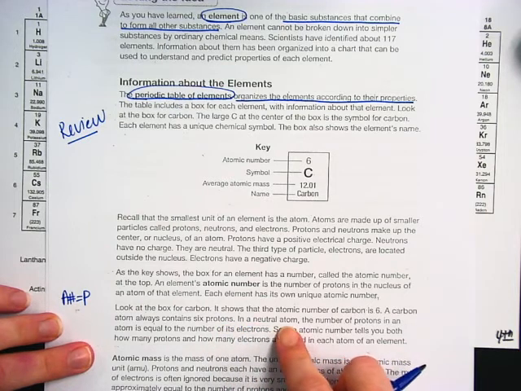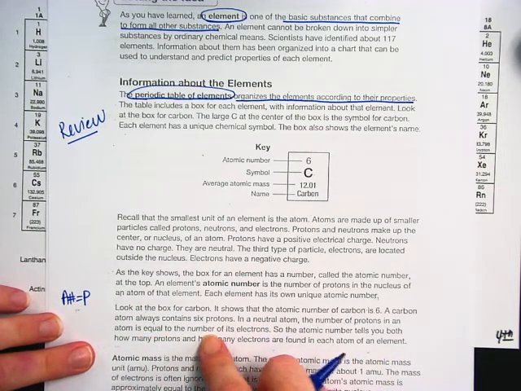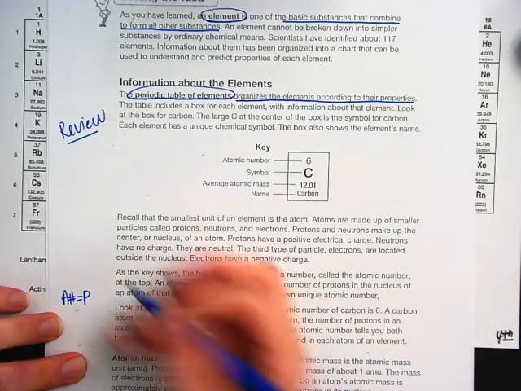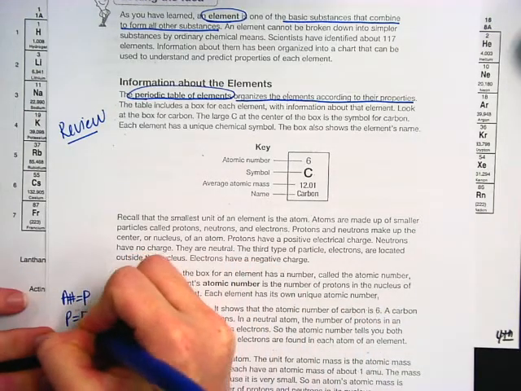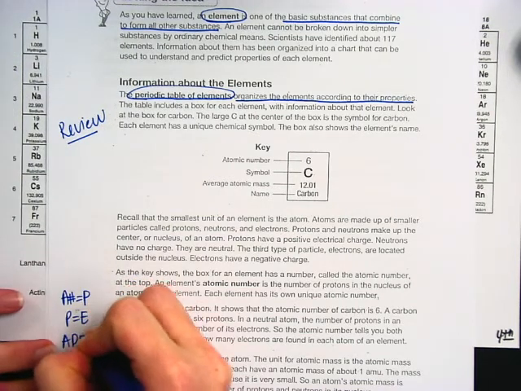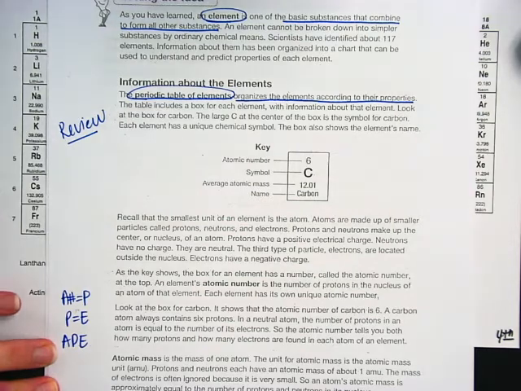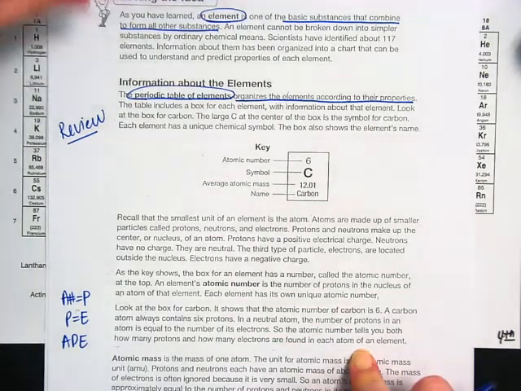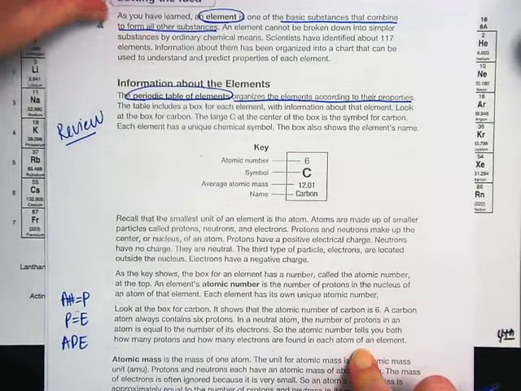In a neutral atom, the number of protons in an atom is equal to the number of electrons. So now they're telling me if the atom's neutral, which all on the periodic table are, right? That I know that protons are equal to electrons. If I put that together, I get my APE. Remember APE? Atomic number, protons, and electrons are all equal. And that's what it says here. It says, so the atomic number tells you both how many protons and how many electrons are found in each atom of an element. Okay, make sure you're writing what I'm writing and underlining and circling what I'm doing.